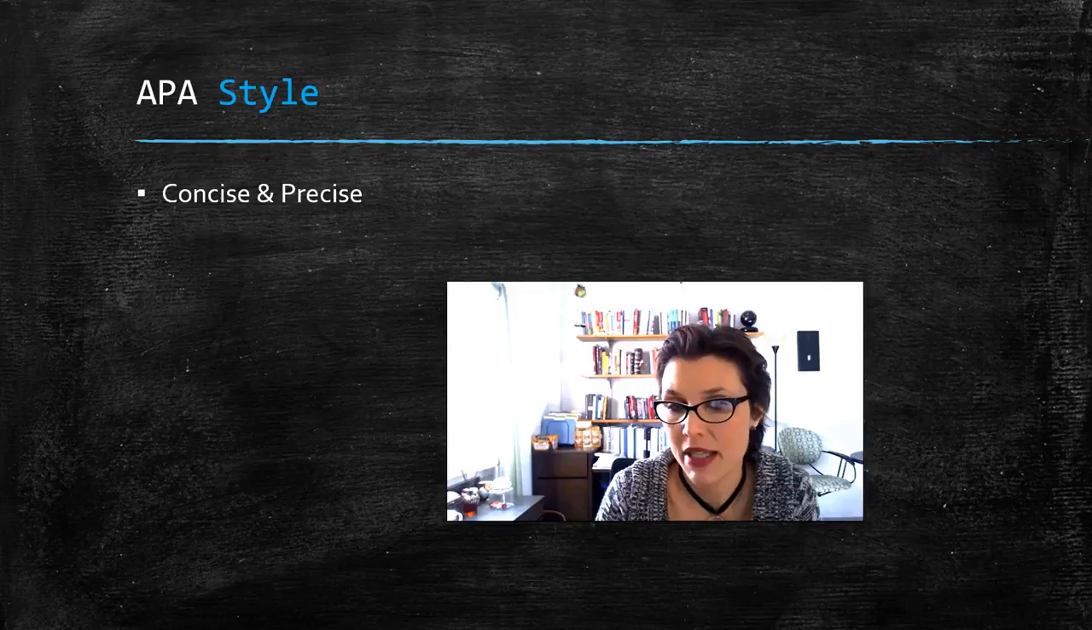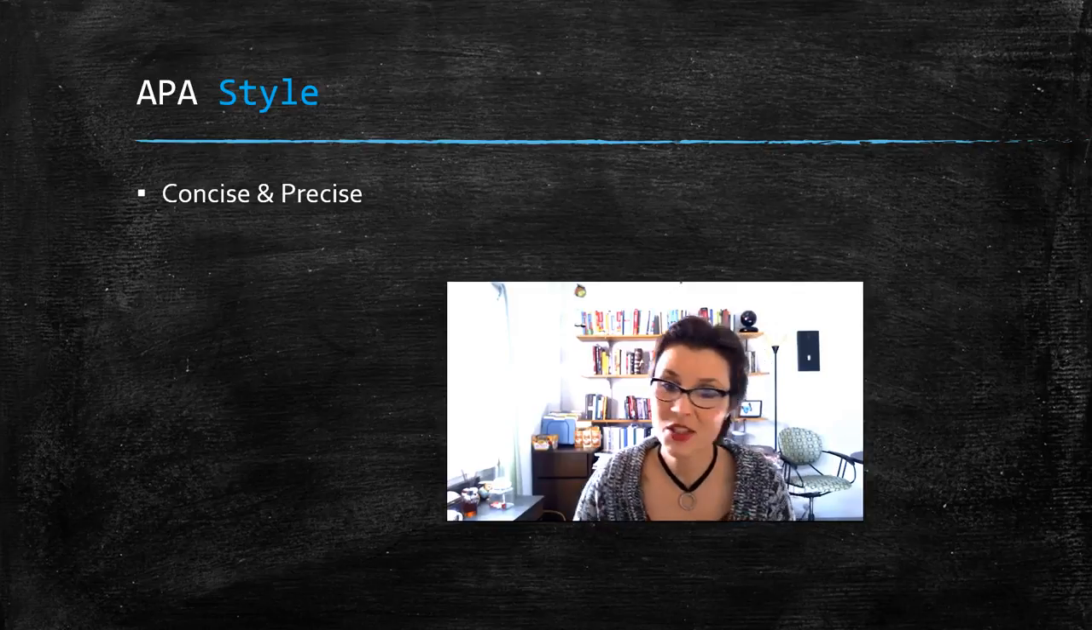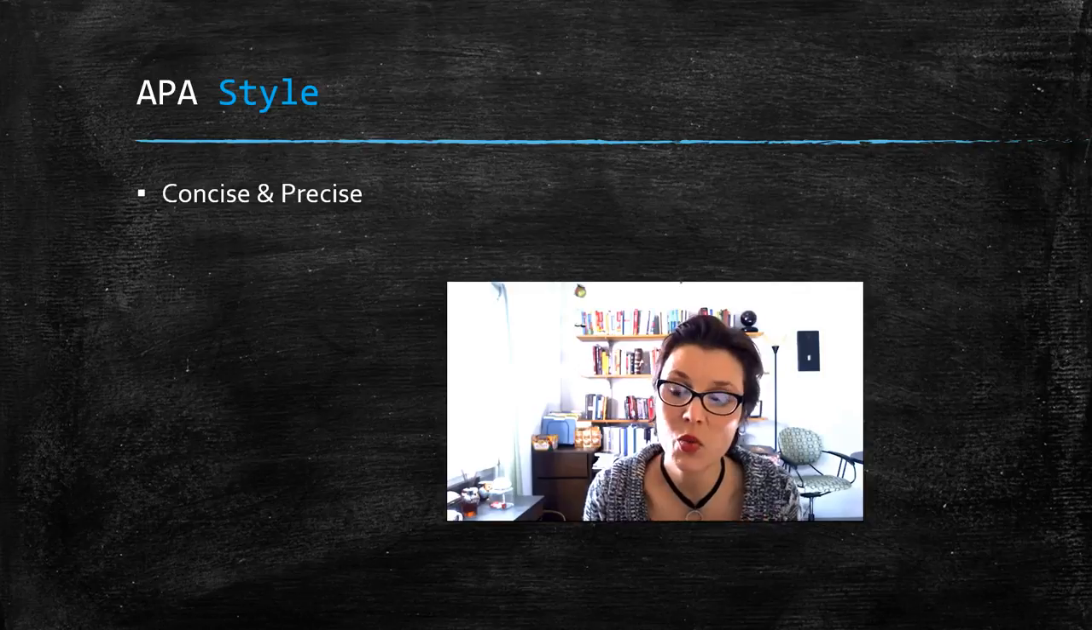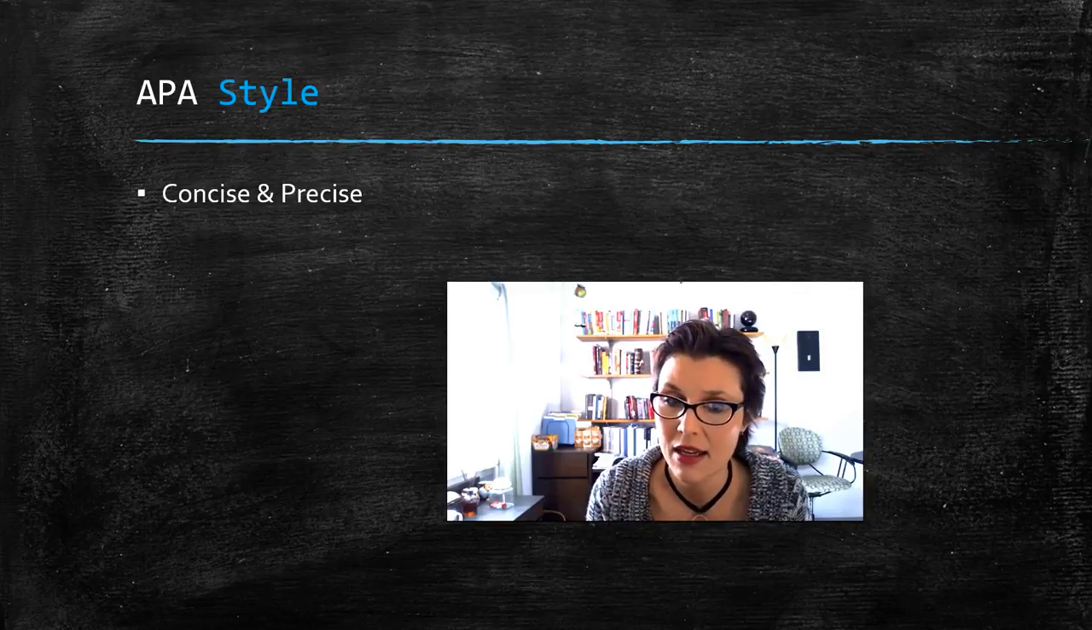And APA demands a concise and precise style of writing, choosing the correct words. Instead of choosing 6 words strung together that mean something, choose one word that means the same thing. Don't be repetitive. Get to the point.